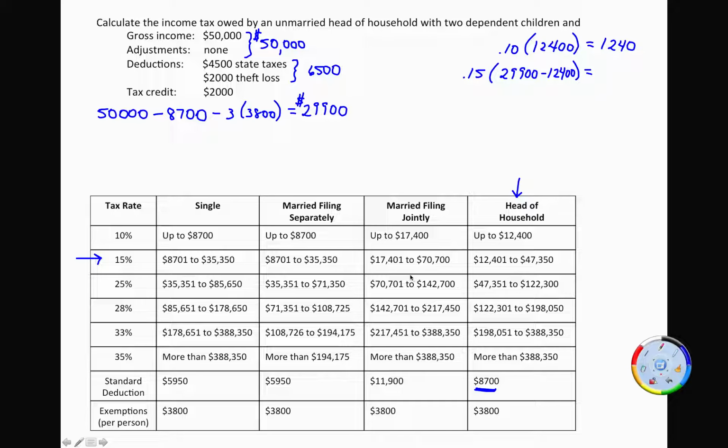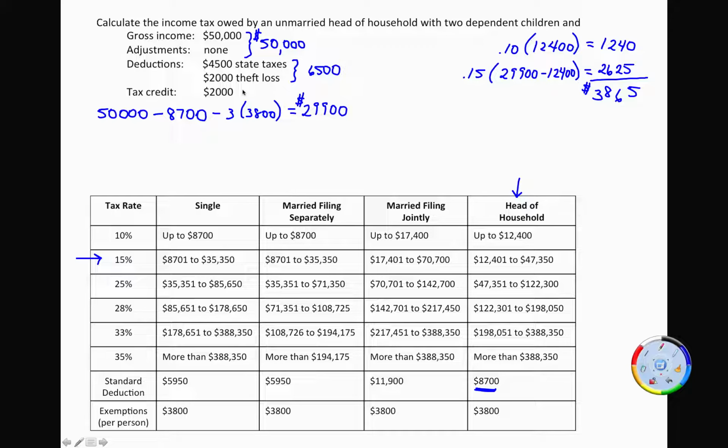If I put that in my calculator, I see 29,900 minus 12,400, which gives $2,625. And that's the taxes he's going to owe. Well, not quite. So far that's the taxes he's going to owe.